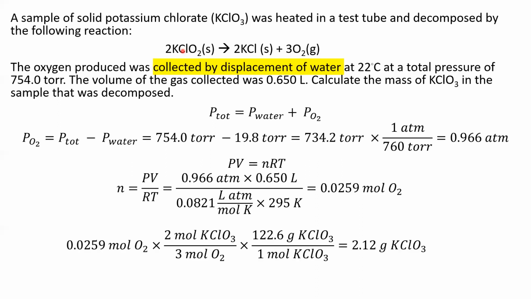All right, so let's see how we did. We've got a couple in the chat there. 0.0259 moles of oxygen. The balanced equation tells us it's 3 moles of oxygen for every 2 moles of potassium chlorate. And then 1 mole of potassium chlorate, I rounded it off, 122.6 grams of potassium chlorate. So 2.12 grams of potassium chlorate would be decomposed in order for us to produce this amount of oxygen and collect it by displacement. So we're going to move on and we're going to talk about diffusion.